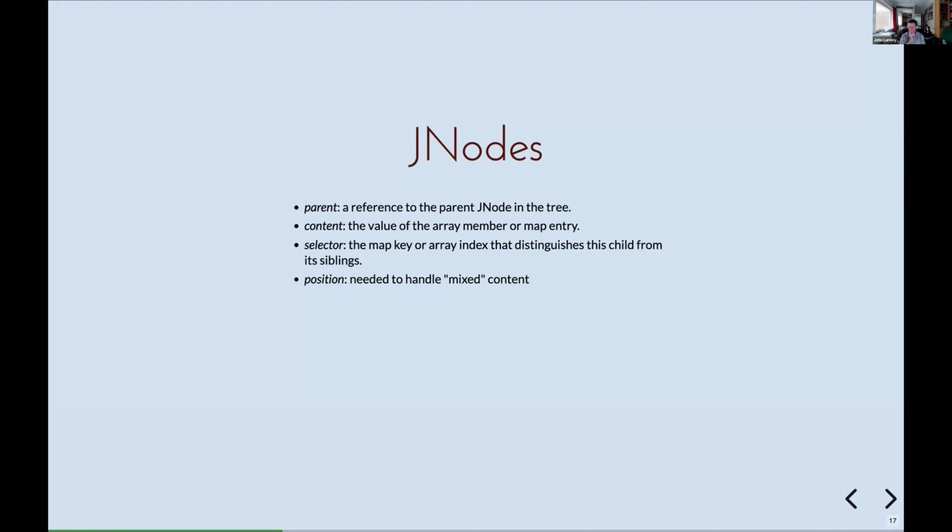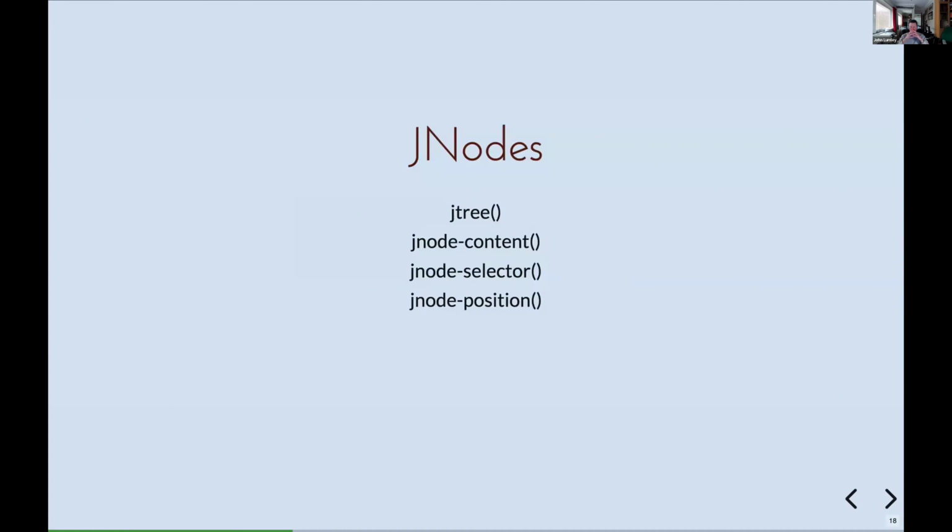But let me show you what this means in practice. In order to form a J tree, you will call this function, or this is one way to get to a J tree. A J tree always has a root node at its beginning, always one, and this is either a map or an array, but it will not have a parent, and this is how you will know: okay, this is the root of your J tree.